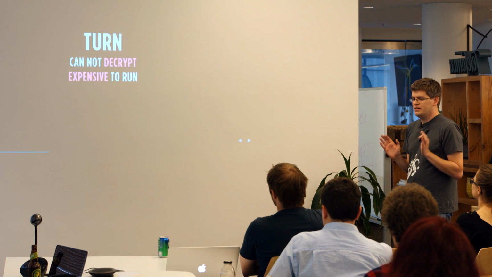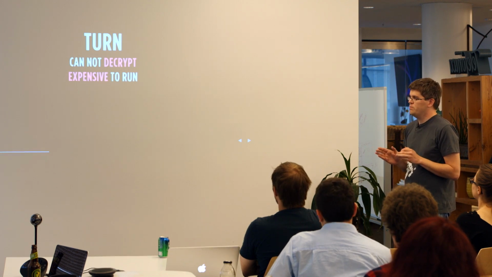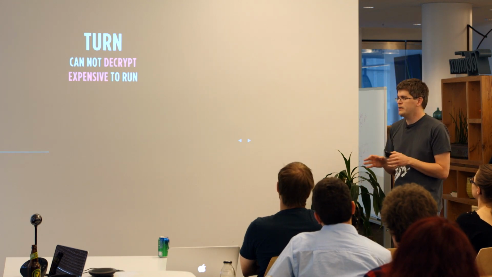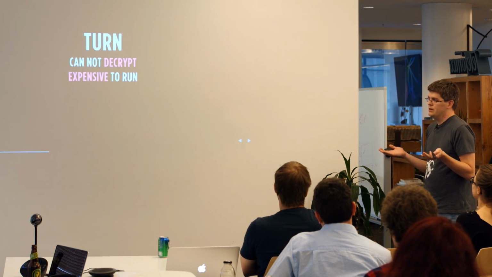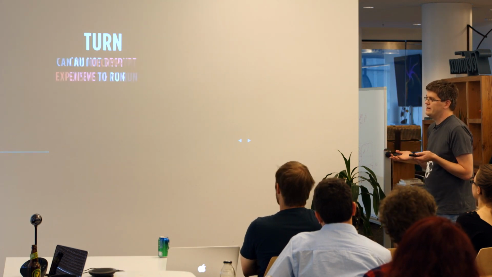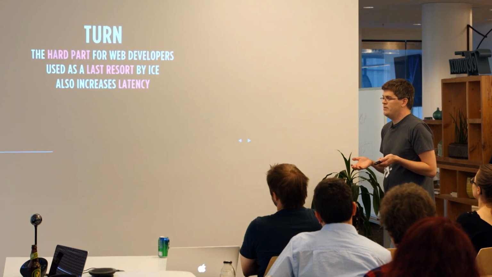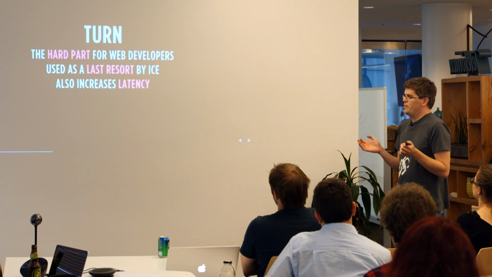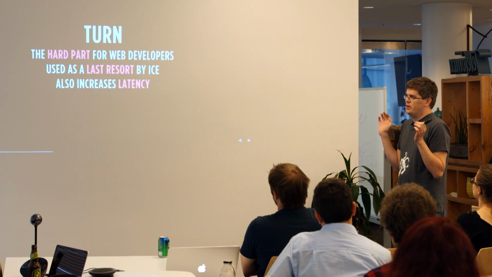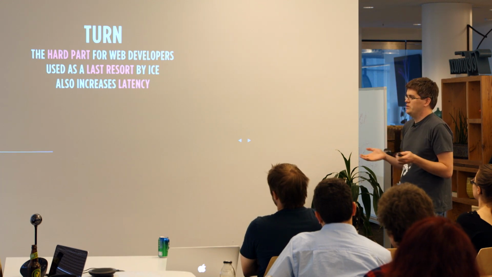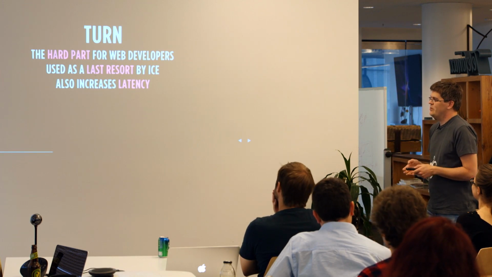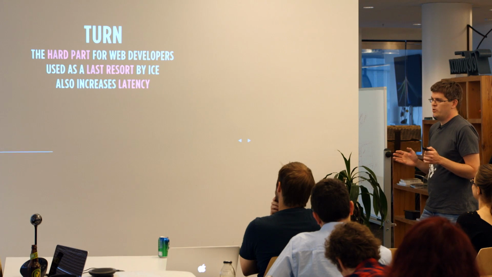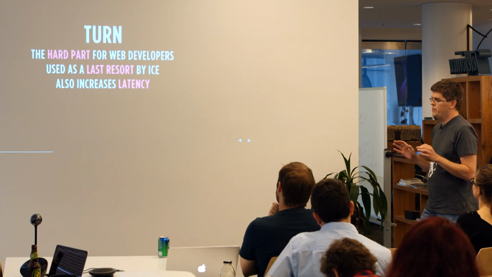So TURN, important to remember, it cannot decrypt the call, even though it relays the traffic, and it's rather expensive to run. So you need people to pay for the traffic. And apparently it's the part where web developers don't like WebRTC because they need to run a TURN server. I don't know what's so hard about that, but well. So it is used as a last resort by ICE, as a fallback.